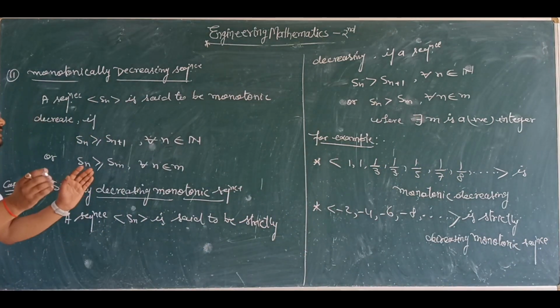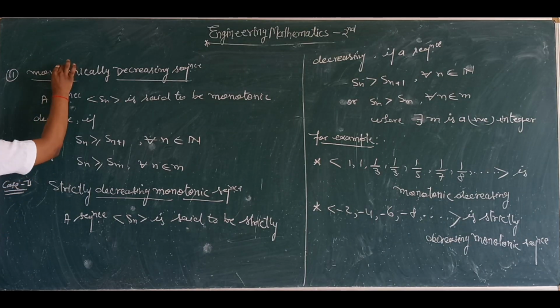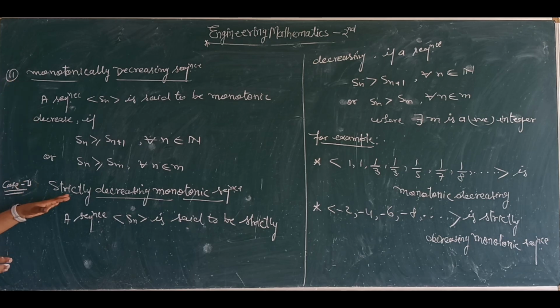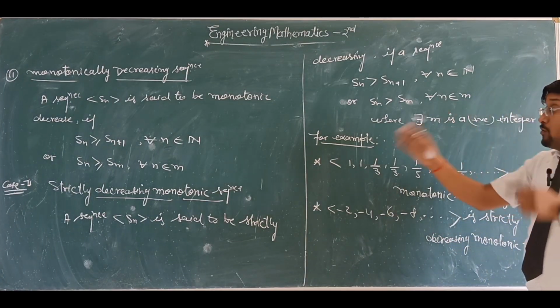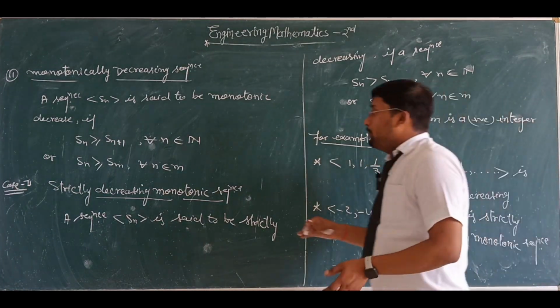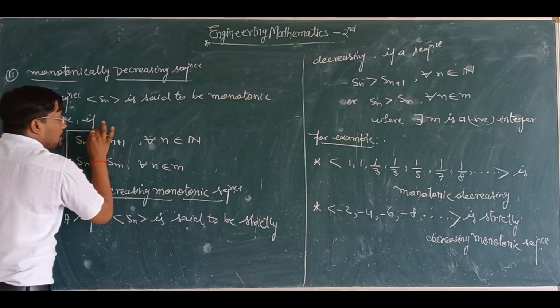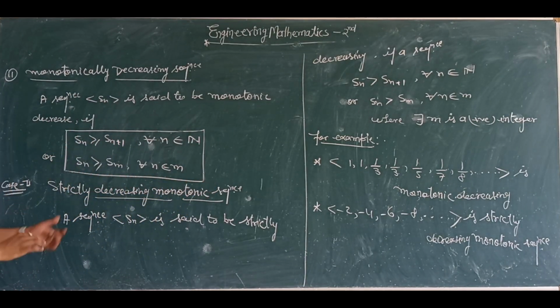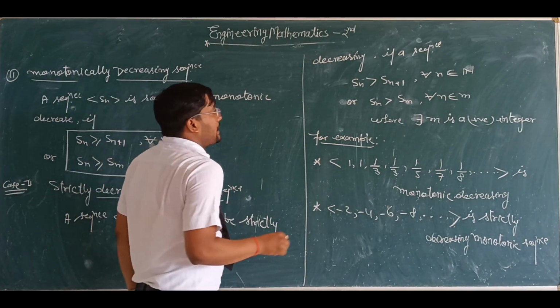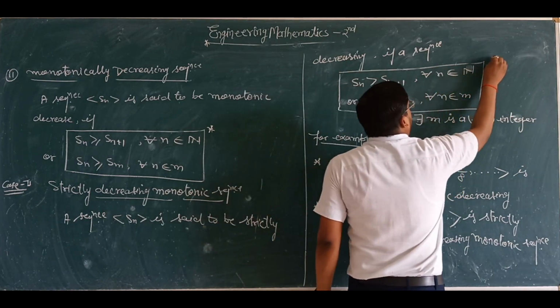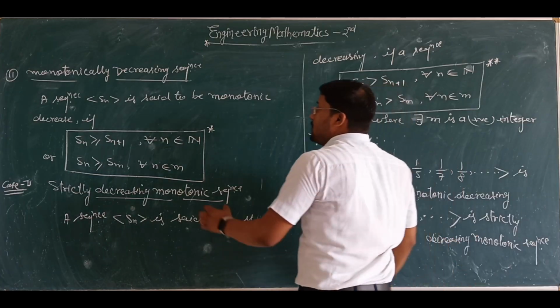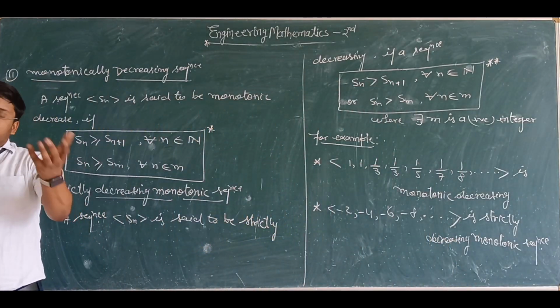These are the two types of monotonic sequences. First is monotonic increasing and strictly monotonic increasing, and second is monotonic decreasing and strictly monotonic decreasing. Now you can check this rule. This is the condition of the monotonic decreasing, and this is the condition to check out the strictly monotonic decreasing.